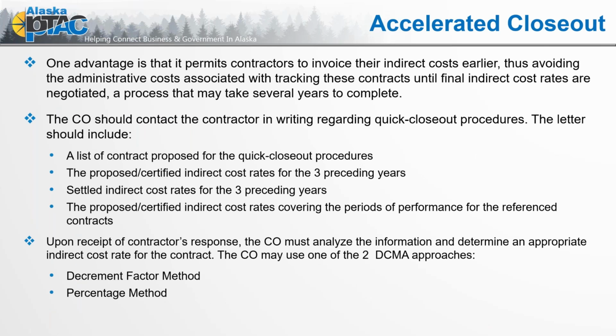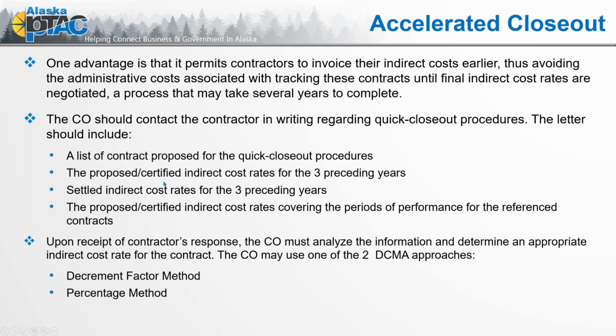There's a couple of different procedures that they can do. One is the decrement factor method, and the other is a percentage method. But either way, should the contracting officer or the closeout contracting officer determine that this quick closeout procedure is beneficial for your contract, they should notify you in writing, and the letter should include a list of the contracts proposed for this process, the indirect costs for the preceding 3 years.